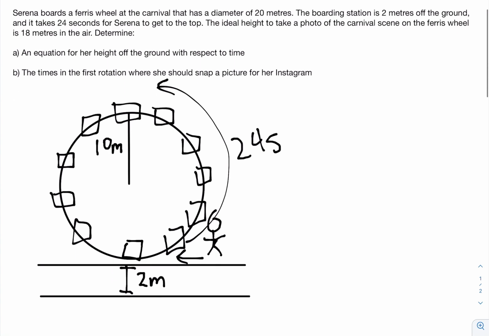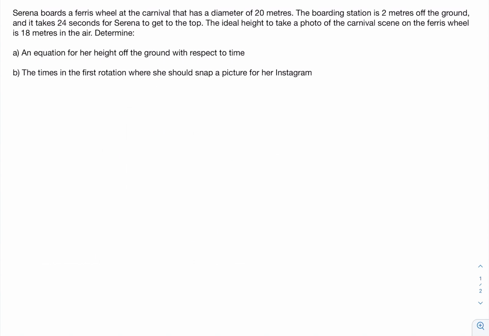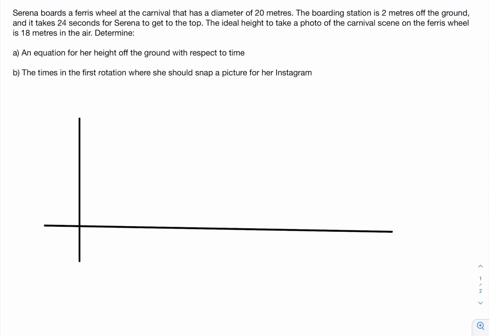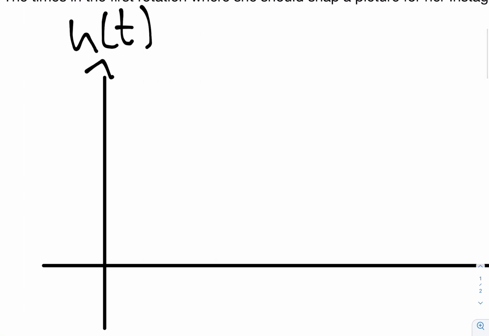So let's think about this graphically. If she starts at 2 meters off the ground, she's not going to go below that because the boarding station is 2 meters off the ground. That's the lowest point that the Ferris wheel is going to go because they want people to be able to board it. So if we think about this as a function of time, this is our time axis, and this is our height with respect to time. So when she steps on the Ferris wheel, when time equals 0, she's 2 meters off the ground. So let's just draw that right there. This is 2 meters.